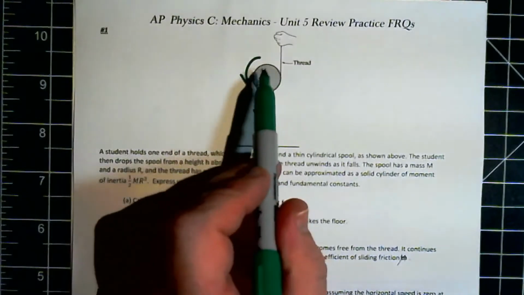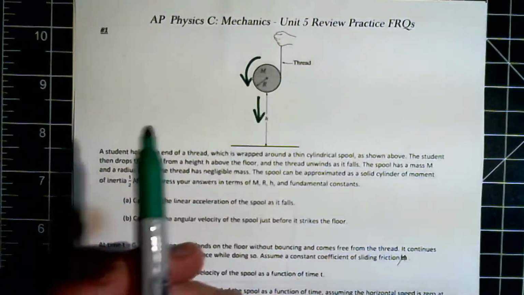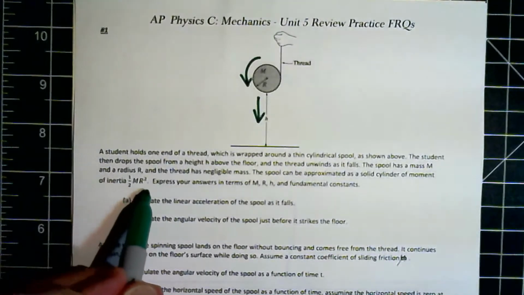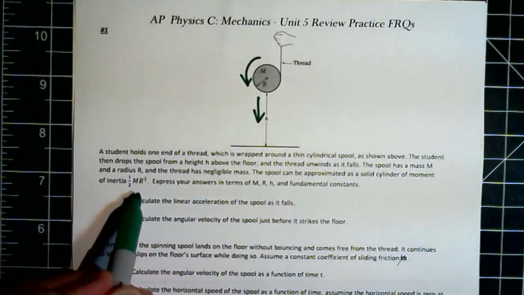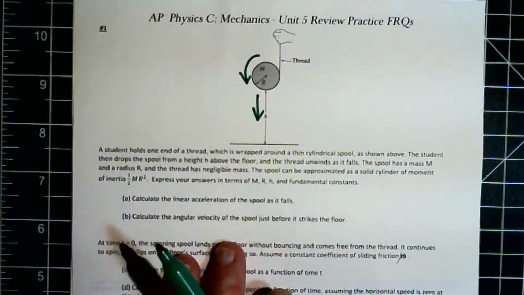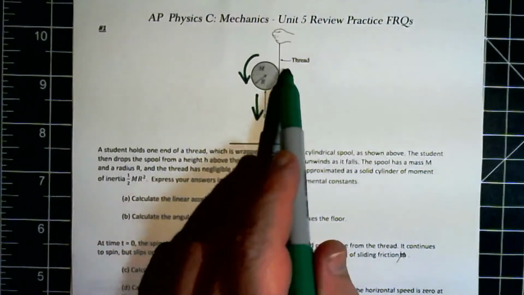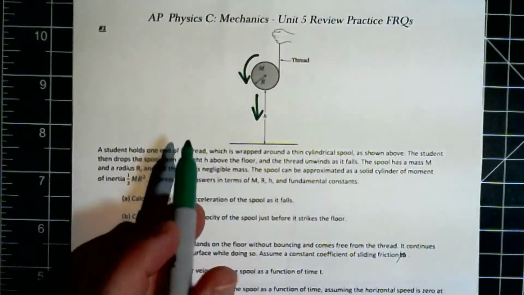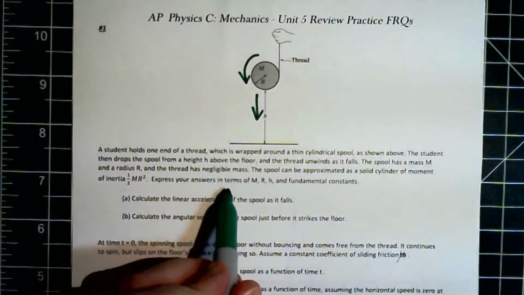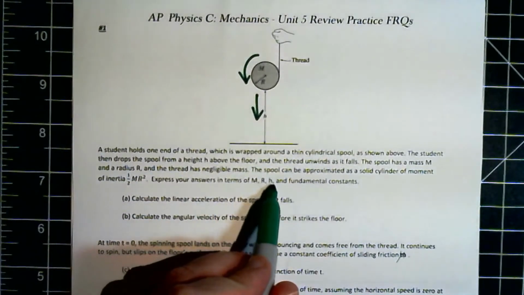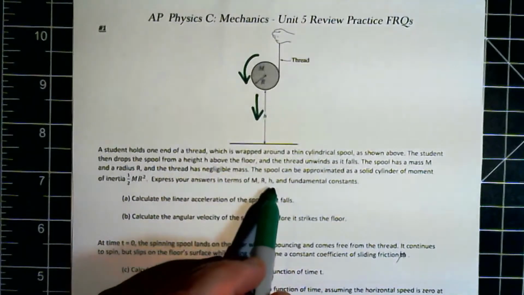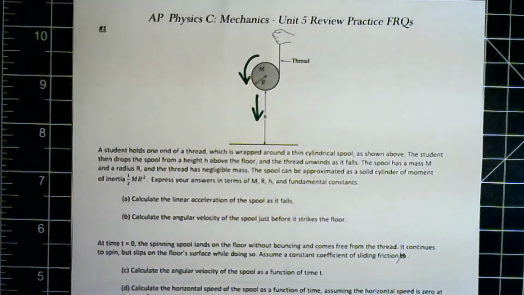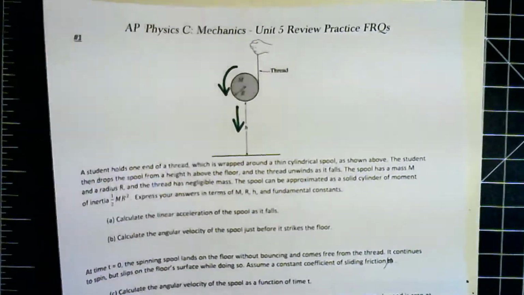So it says the spool has a mass m, radius r. It has a rotational inertia, which is approximated about 1/2 mr squared. And also, we're assuming that this thread is stationary relative to that sphere or that cylinder. It says express your answers in terms of the mass, the radius, the height h, at which you drop it, in fundamental constants. All right, so question A says calculate the linear acceleration of the spool as it falls.